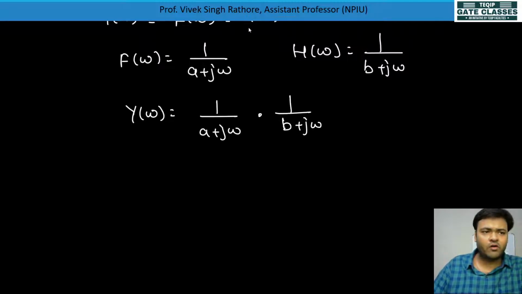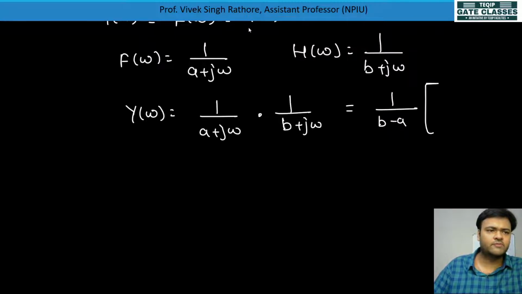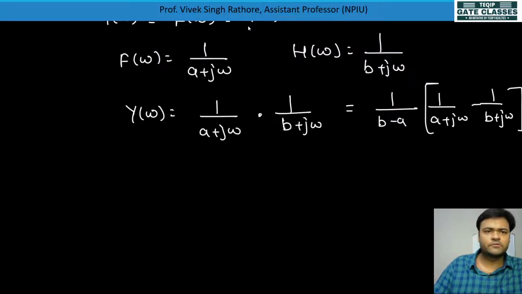This can also be written as 1 by b minus a, times 1 by a plus j omega minus 1 by b plus j omega. Because here b plus j omega minus a plus j omega, the j omega cancels, b minus a will be there, and b minus a cancels. So again it will come as 1 by a plus j omega into 1 by b plus j omega. So here 1 by b minus a will be there.